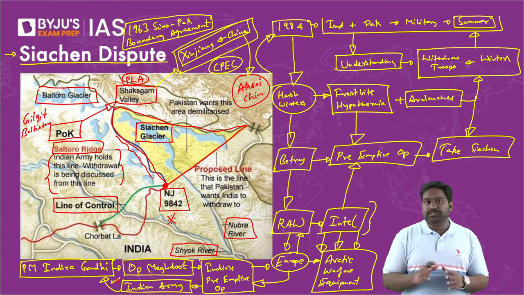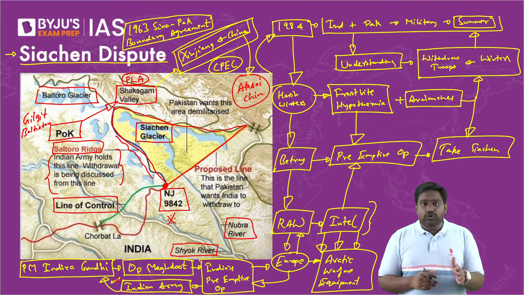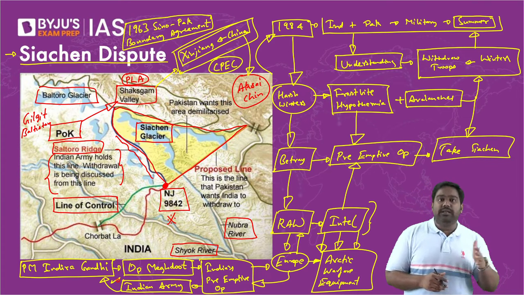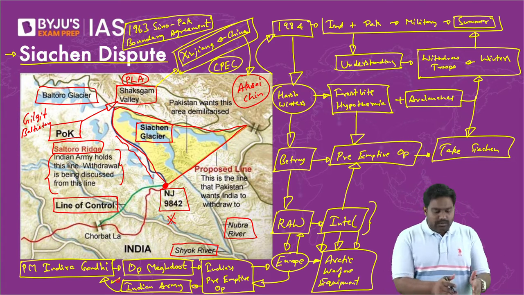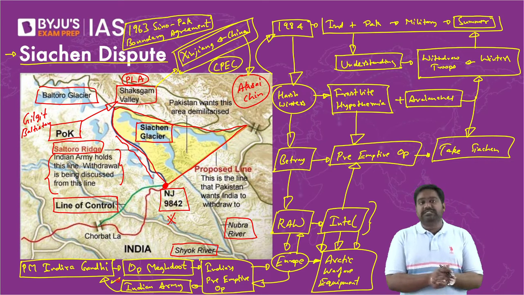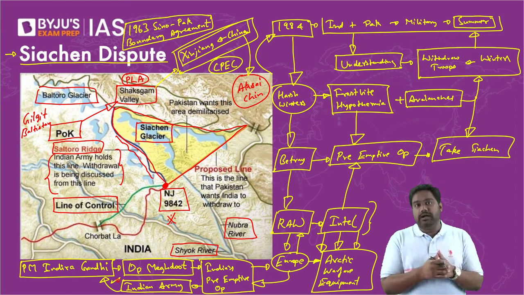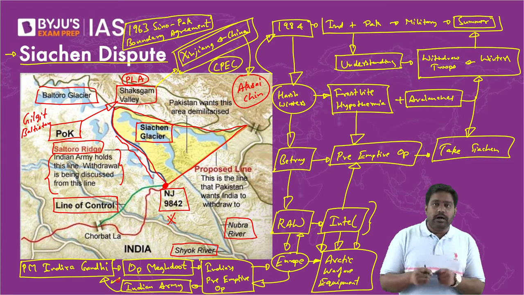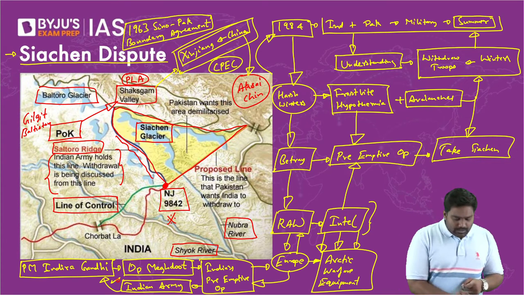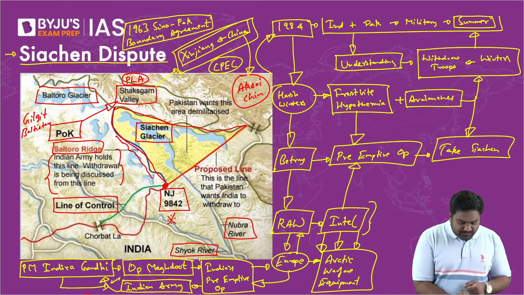We don't withdraw troops anymore. Pakistan also has maintained permanent presence, but at lower heights. At the lower heights of the Saltoro Ridge, even Pakistan maintains a permanent presence, but India occupies all the dominating heights. The key vantage points are under India's control. But maintaining this military presence is very expensive.